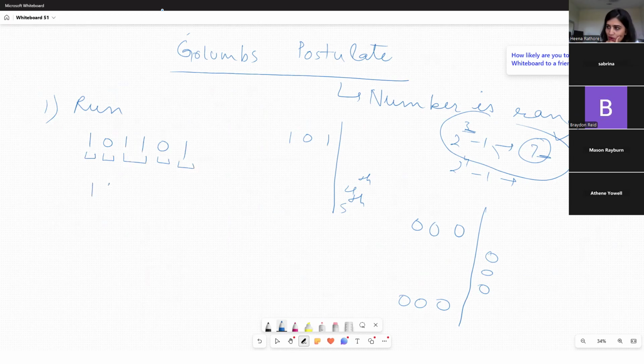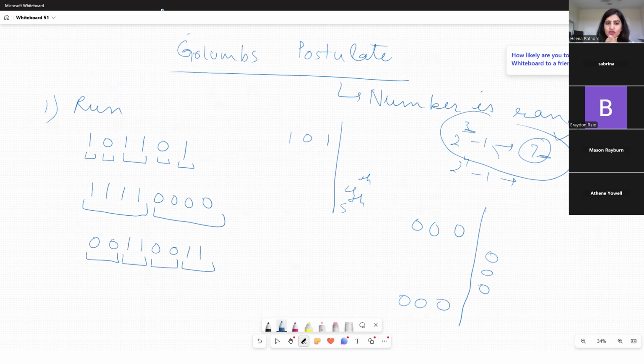If I have 11110000, this is considered as 1 run, and this is considered as another run. I'll give you one more example. If we have 0011, 0011, this is one run, this is another run, this is the third run, and this is the fourth run. So it is defined as the consecutive set of zeros and ones. One thing that you should remember is run.